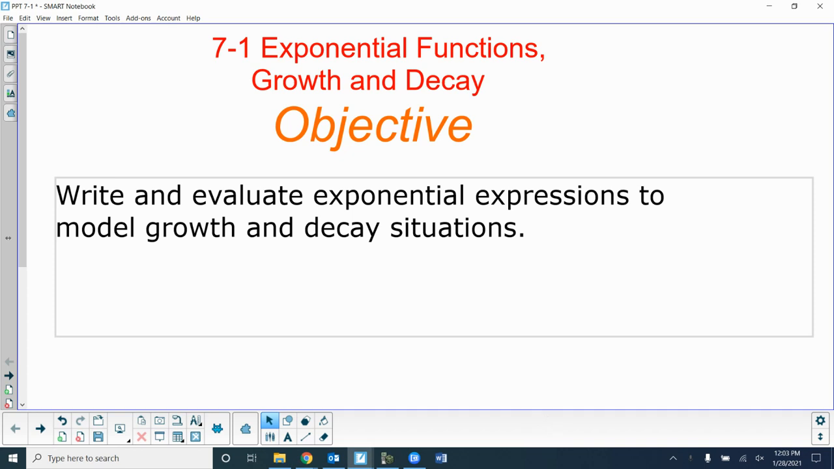All right, so if you just have your calculator ready and just watch, you don't really need to write anything down today. So we're gonna do exponential functions today, okay? And we're gonna have some word problems that are gonna be growth and decay situations.